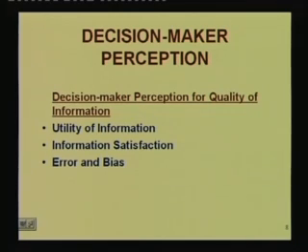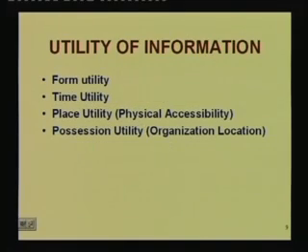So, this utility of information, information satisfaction, and finally error and bias, all these are going to be important with regard to the perception of the decision maker. Utility of information, essentially there are four types of utility: the form utility, the time utility, the place utility, and the possession utility. The form is the information is in the right form.